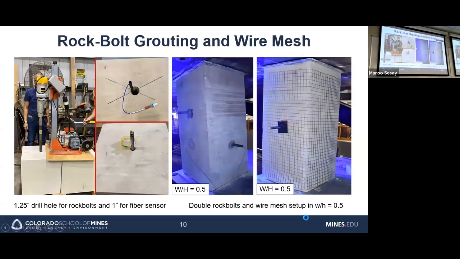For the grouting, we used pneumatic drilling techniques. We drilled a hole in the center, put our fiber sensors and rock bolt in the center of the specimen, and then grouted it with the non-shrink precision grout that we purchased from Quikrite. We allowed them to rest for at least 24 hours so that they can gain enough strength. Then for the width height ratio of 0.5, which is very high, we also used a double bolt. You can see we have two bolts, perpendicular to each other. Although we have sensors in both bolts, we were only able to capture data from one bolt because we had only one analyzer at the facility. And for the wire mesh, we used the augmented wire mesh.